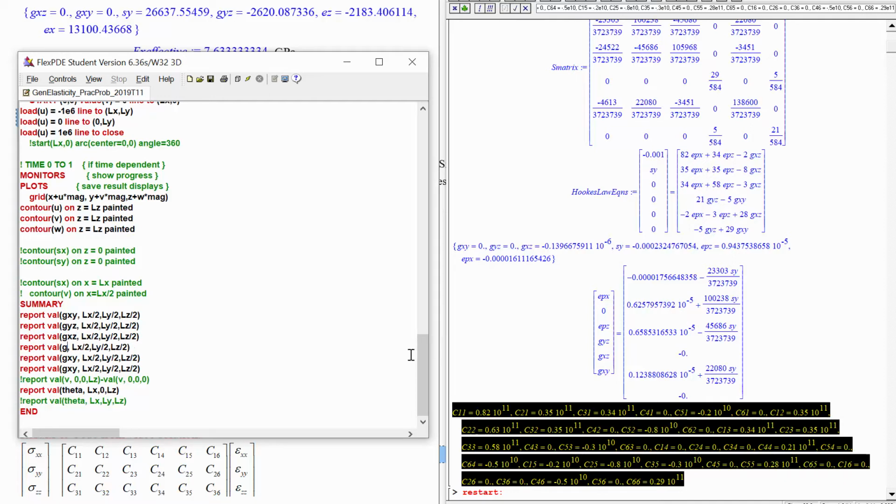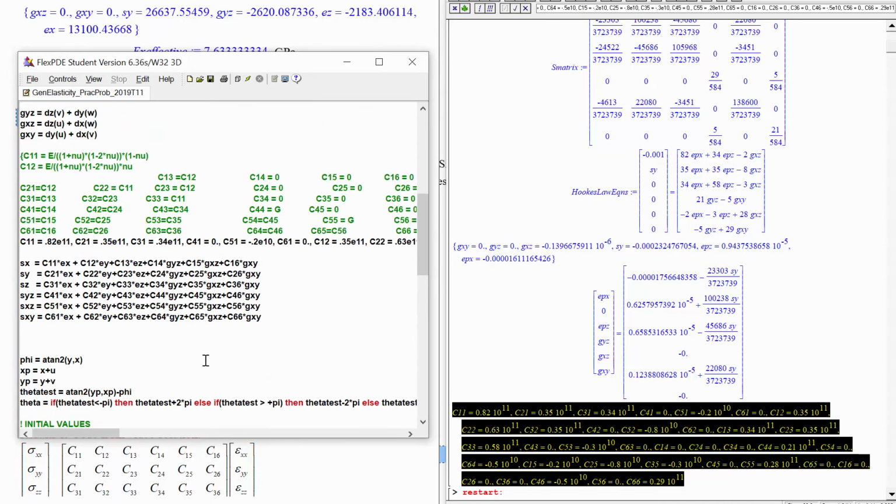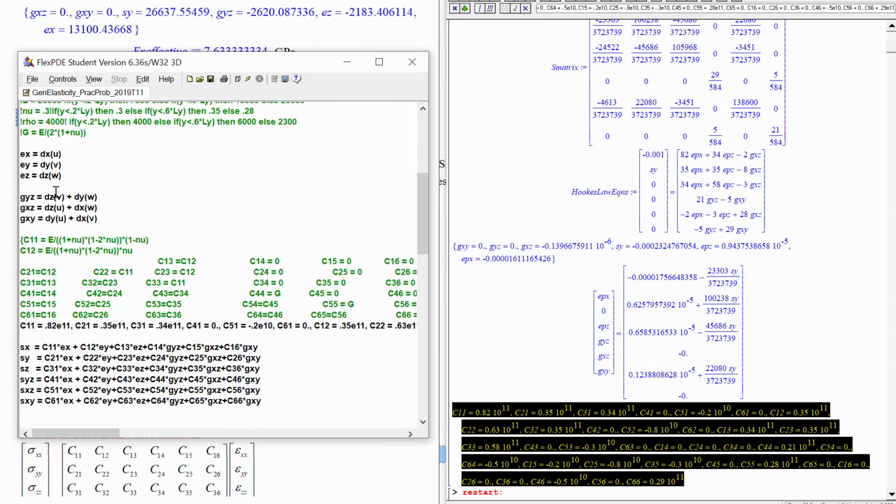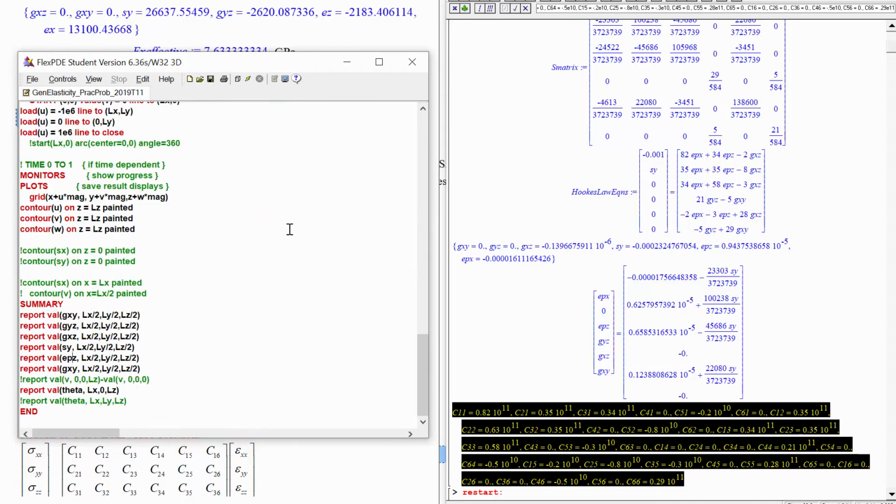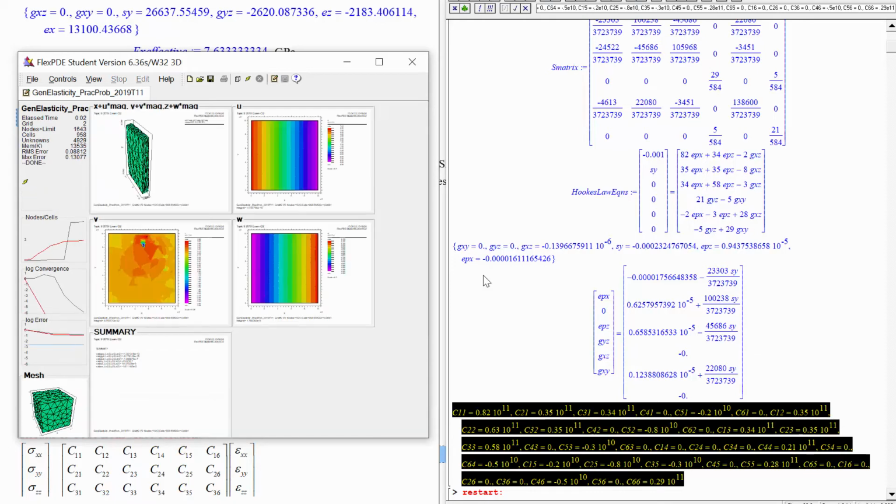Then we need Sy and epsilon z. Did we call that epz or just Ez in here? Ez. And finally, epsilon x. So Ex. We don't need to report theta anymore. Let's just have a look at this in the center and see what we get.